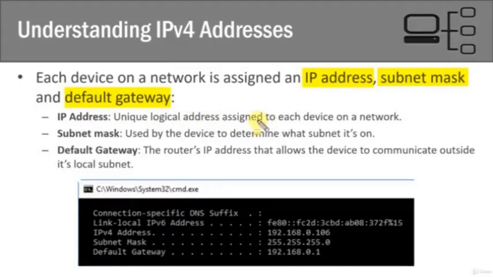But you cannot have an IP address without a subnet mask, because we use the subnet mask to determine what subnet, and a subnet is just another way of saying a network, the actual computer or device is on. So we always have to have an IP address plus a subnet mask when we're talking about IPv4 addresses. Now, the optional part is the default gateway. The default gateway is the router's IP address that allows a device to communicate outside of its local subnet. And again, in other words, a subnet is a network.